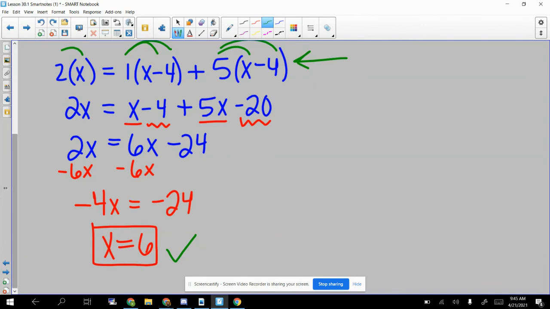And I was left with, so when I combined x and 5x, I had 6x. And negative 4 and negative 20 was negative 24. So then I just moved my x's over, and I was left with a negative 4x equals negative 24. And I divided by the negative 4 to get x equals 6.